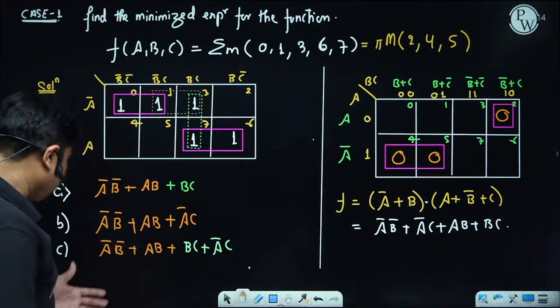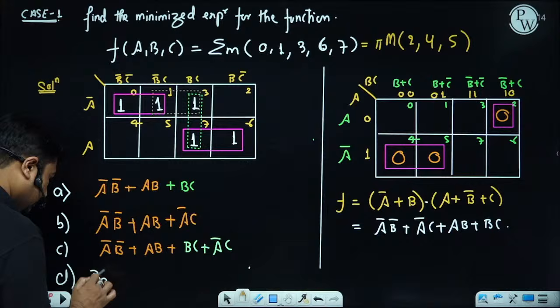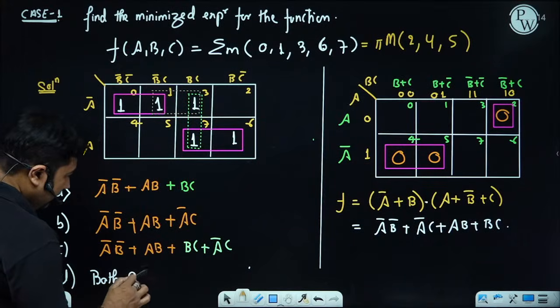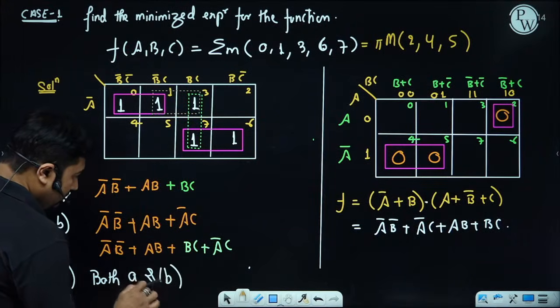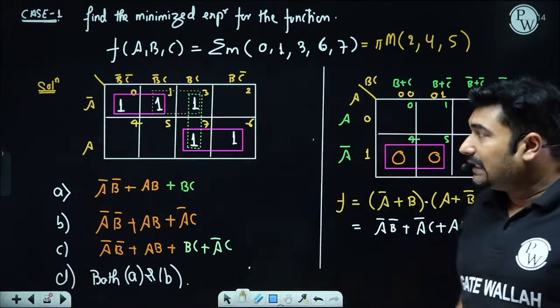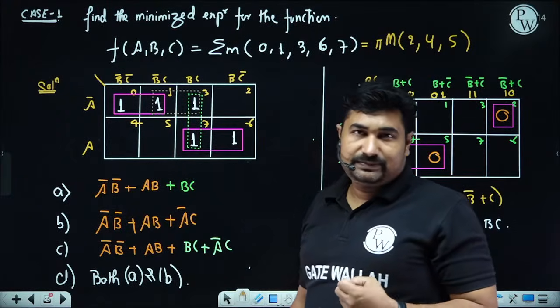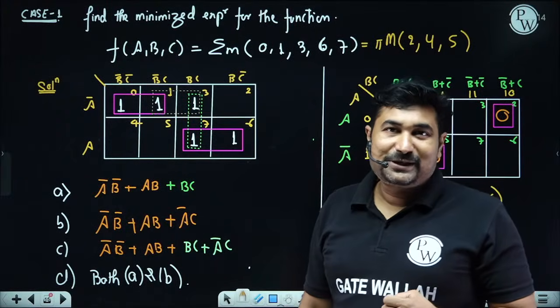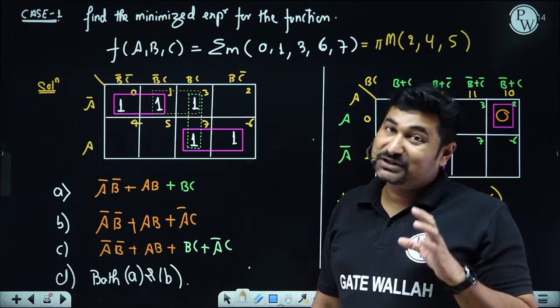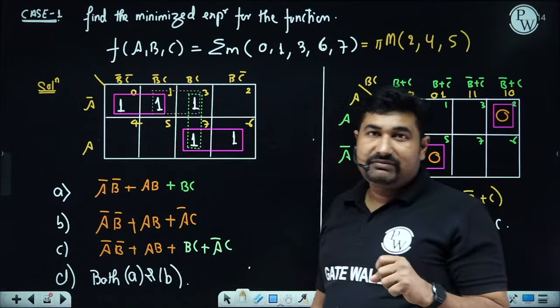So which among them is correct? I am creating one more option: both A and B. So which one is correct? Now the concept of essential prime implicant came into the picture. Is it okay? Yes, sir. Now please observe, this is very important. Now the essential prime implicant will come into the picture.